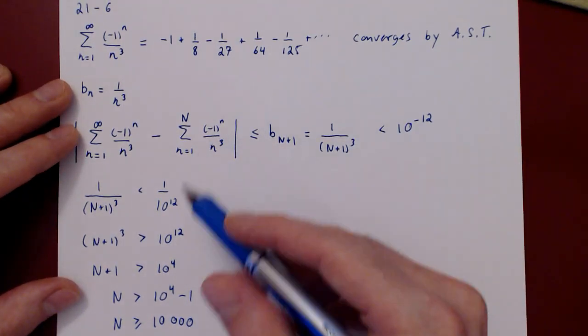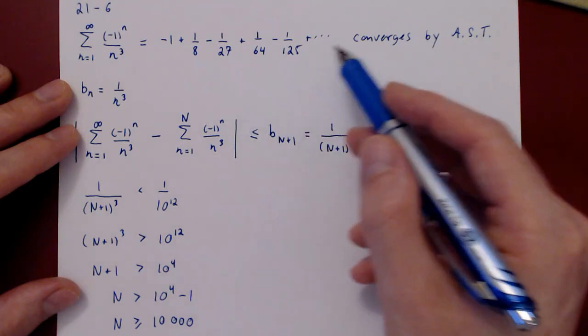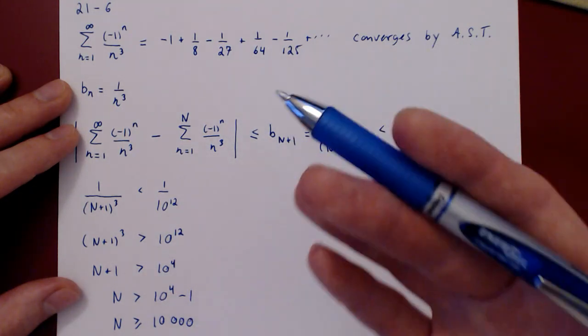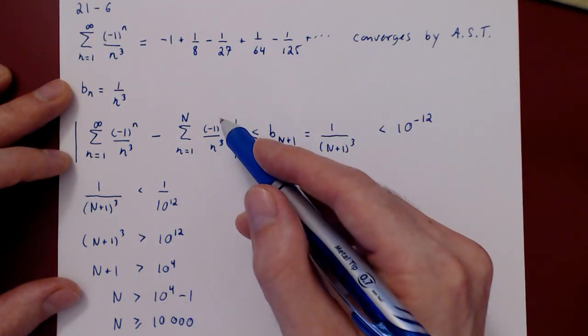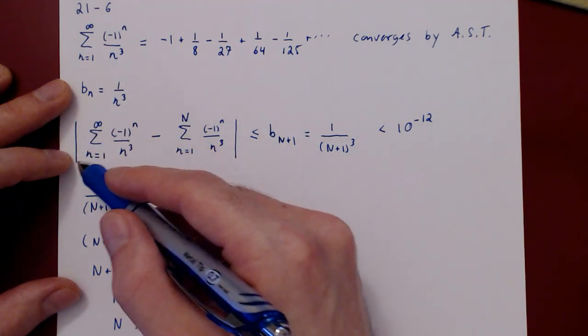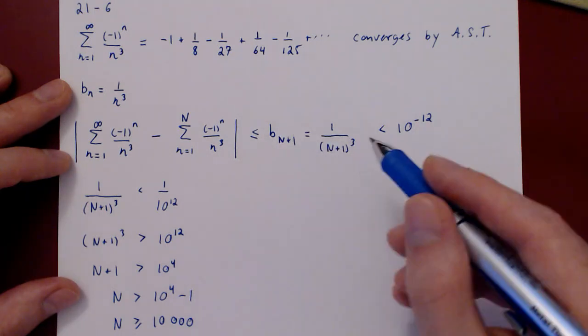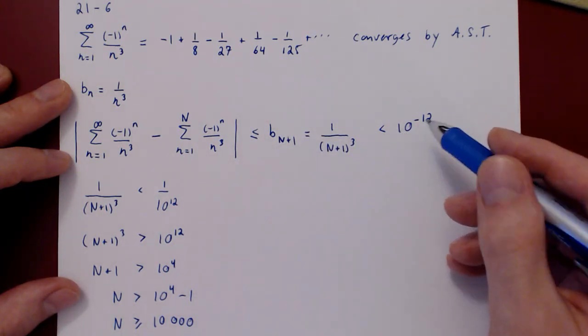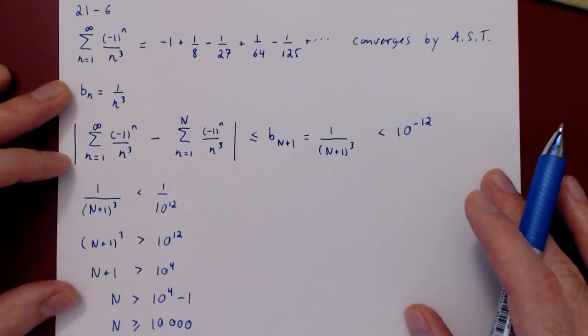So here, with summing the first 10,000 terms of this series, we have a remarkably good approximation, as the difference between our approximation and the exact value in absolute value will be smaller than 10 to the negative 12. So a really, really small error. And that's it.